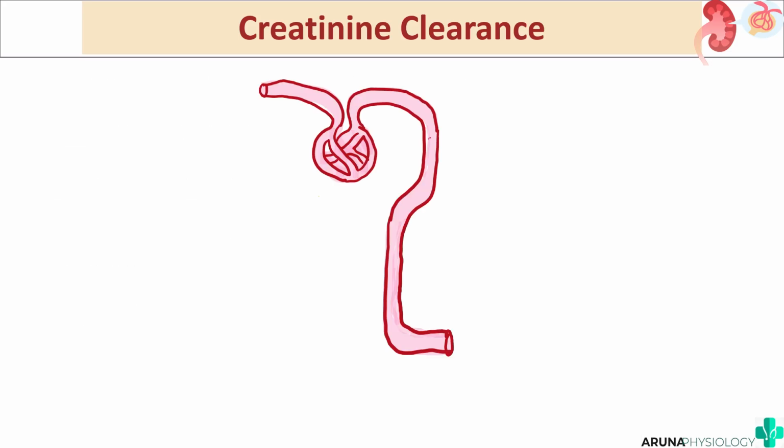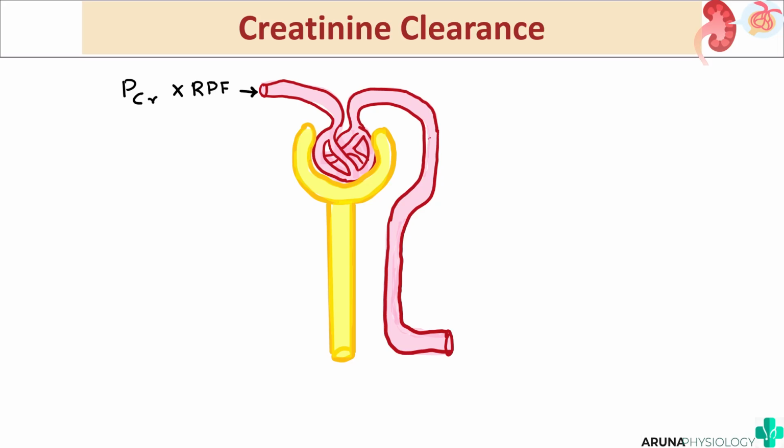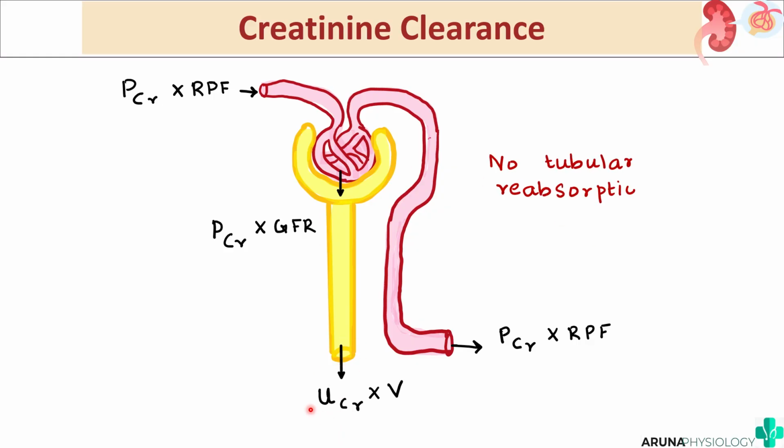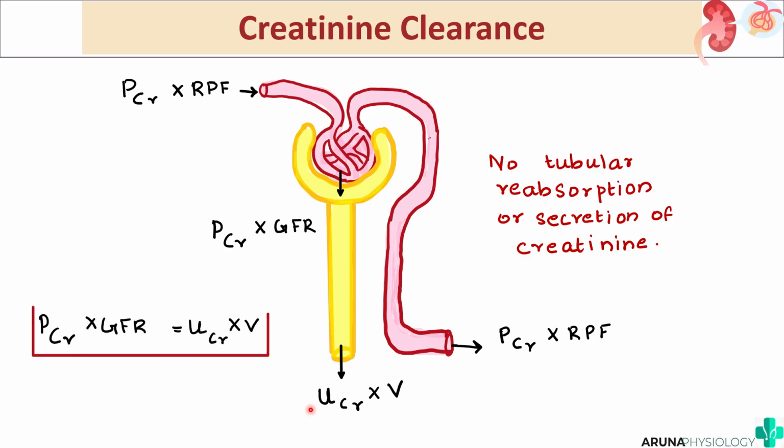Here also the concept is the same. This is the glomerulus and the Bowman's capsule. We've got the creatinine coming in through the afferent arteriole. It is freely filtered, and for all practical purposes, the amount that is secreted is negligible. So whatever is filtered is going to come out, or be excreted. There is no significant tubular reabsorption or secretion of creatinine. So again the same formula: plasma concentration of creatinine times GFR would be equal to urine concentration of creatinine times urine flow rate, and from there we can measure the GFR.